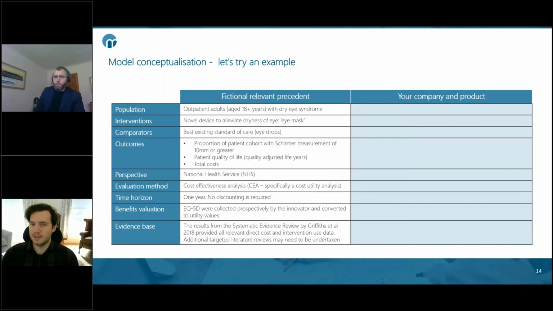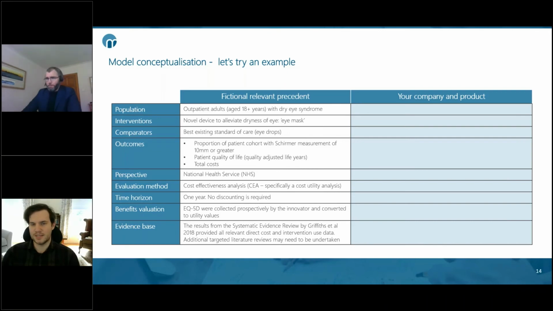Now the evaluation method for this was identified as a cost effectiveness analysis, because they want to look at quality adjusted life years, so cost utility analysis particularly. This is a metric that's very common in health economics to measure quality of life in a robust way that lets you compare across disease populations and devices, but we don't need to go into the details of that here.